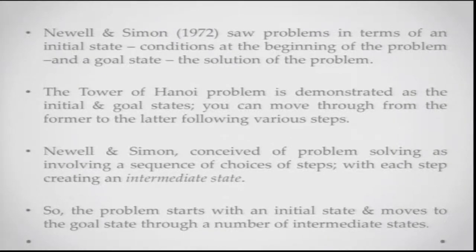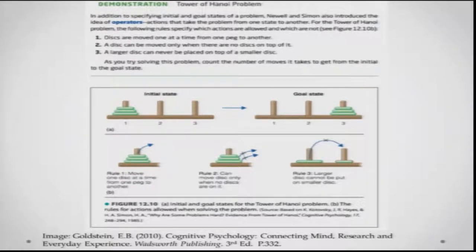and in that sense they devised a way of looking at how a problem has to be solved in terms of an initial state. I have been talking about this again and again: an initial state, which is the conditions at the beginning of the problem, and a goal state, that is the eventual solution of the problem. Now, we will talk about this initial and goal state using the Tower of Hanoi problem. There are three poles, and one of the poles, pole 1, has three discs arranged in ascending order of size, and the goal state is that you have to move the discs to the last pole, using particular rules.